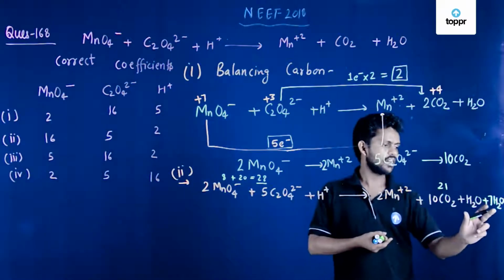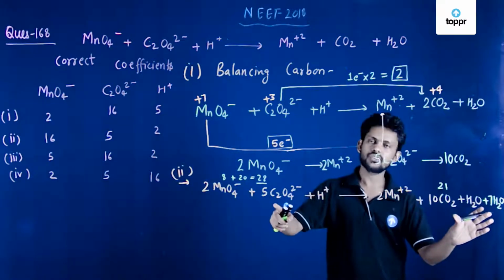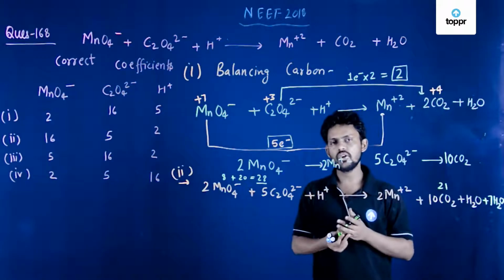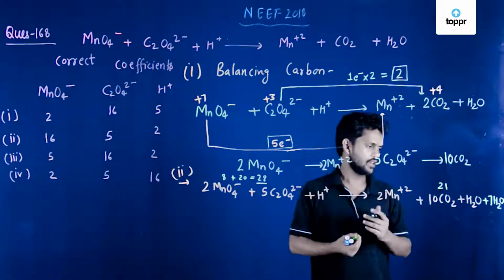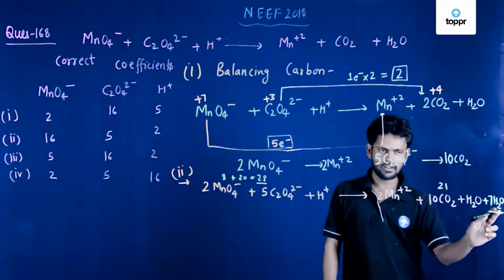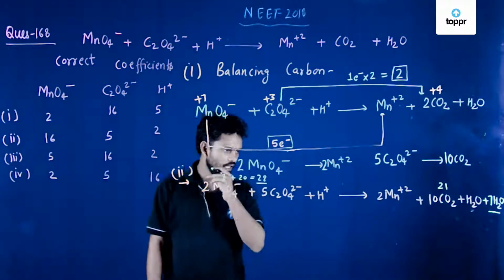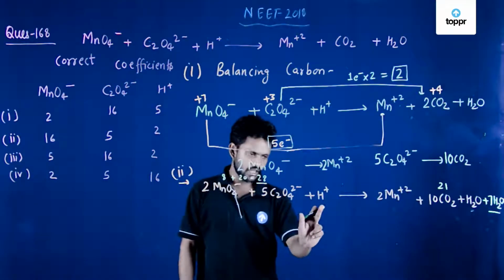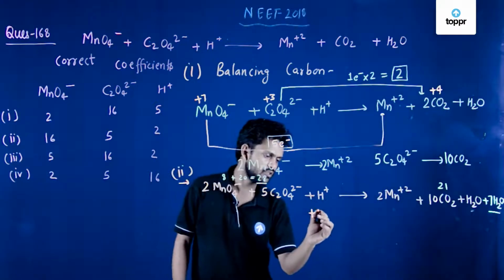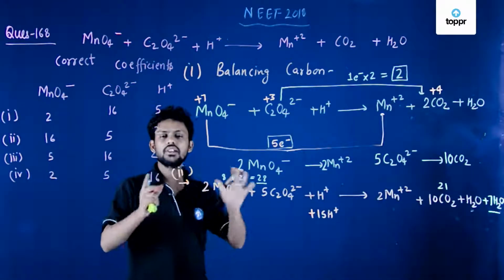The only thing left is hydrogens. There are 28 oxygens on both sides. In this method, oxygen is balanced by adding H2O and hydrogen is balanced by adding H plus ions. Now the number of hydrogens: 7 times 2 is 14, plus 2, gives 16 hydrogens on the right hand side, while we have only 1 hydrogen on the left. So I should add 15 more H plus ions on the left hand side, and now my whole reaction is balanced.